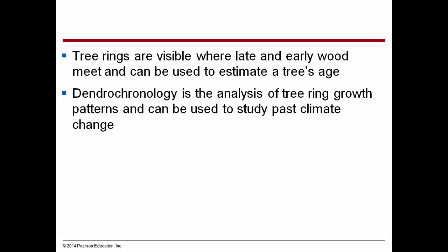So tree rings are visible where late and early wood meet and can be used to estimate the tree's age. Dendrochronology is the analysis of tree ring growth patterns and can be used to study past climate change. Where these tree rings are far apart, we can infer that that was a wet year, and when they're closer together, we can infer that that was a dry year.